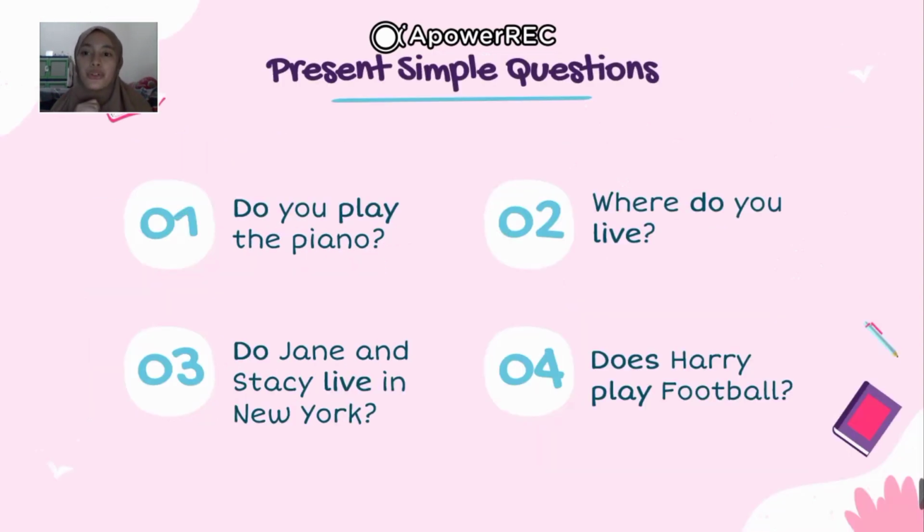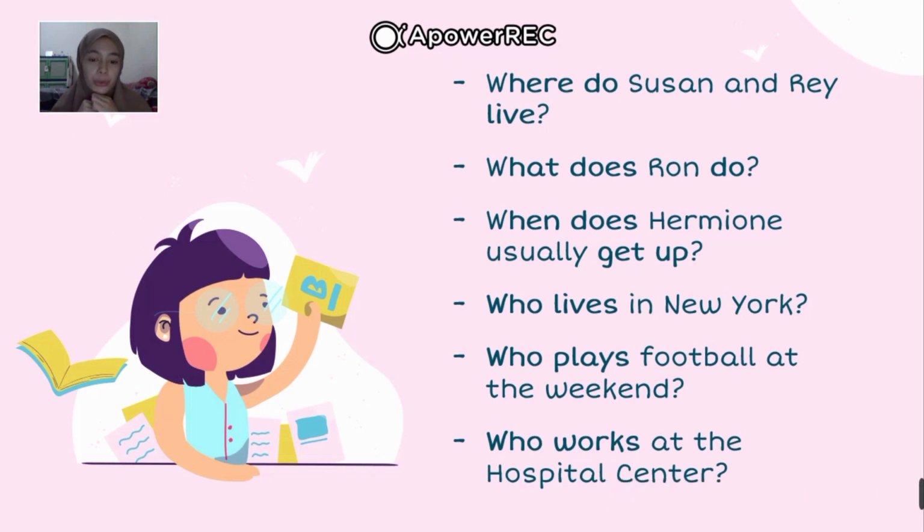Next, I want you to look at these present simple questions. The first one is, do you play the piano? Second, where do you live? Third, do Jane and Stacy live in New York? And the last is, does Harry play football? From all of these questions, I want you to note that we use do and does to make present simple questions. With the third person singular we use does, and do for the others. So let's continue to the next question form.